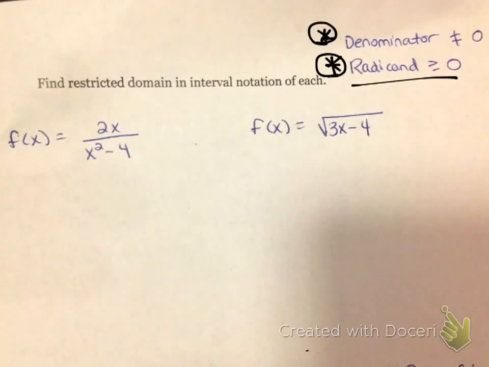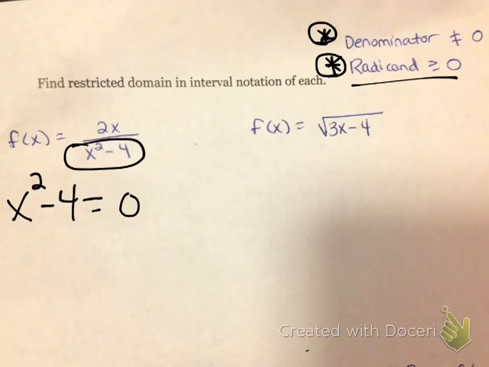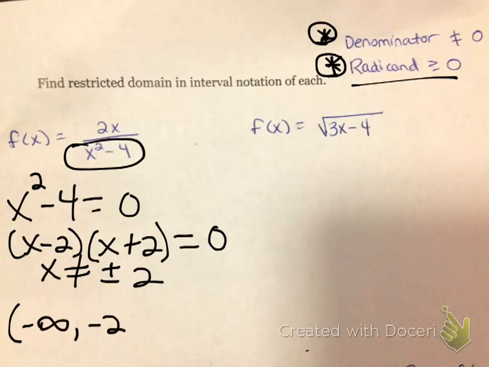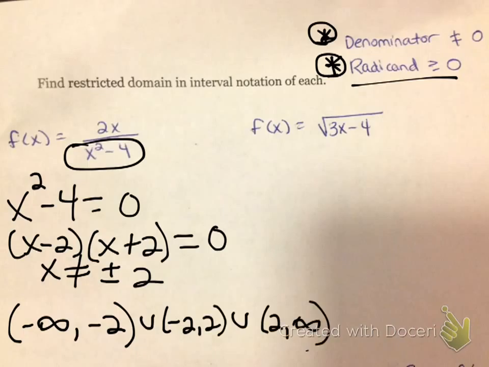So my first problem, I have a denominator that cannot equal 0, so I'm going to set it equal to 0 and solve. I can factor, or you can just add the 4. I'm going to factor x minus 2, x plus 2 equals 0. So x cannot be plus or minus 2. Now interval notation would say I'm going to go from negative infinity to negative 2, or negative 2 to 2, or 2 to infinity. There's my interval notation for x.